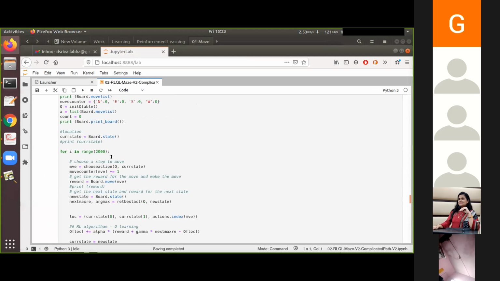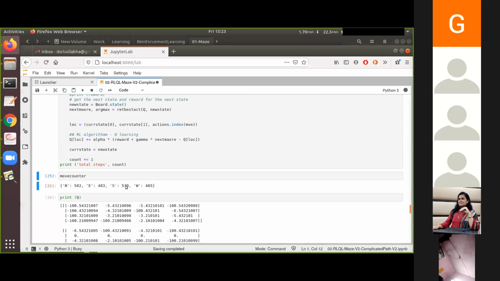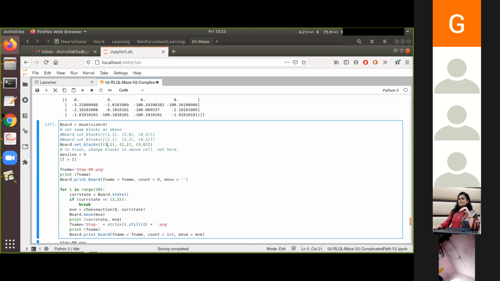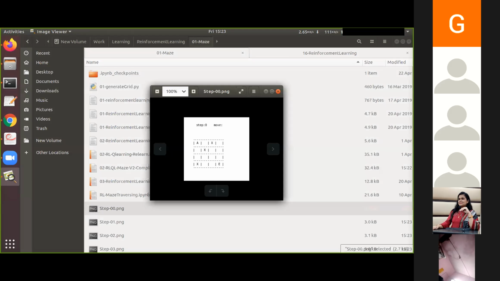So let us go back and say the blocks are at 0,2, and see what happens. If the blocks are like this, what will the agent do? That is what we want to see. Now you see the new blocks have come up. The agent goes south and turns to the right because the agent cannot go to the bottom, and then it is coming down and going to the end.